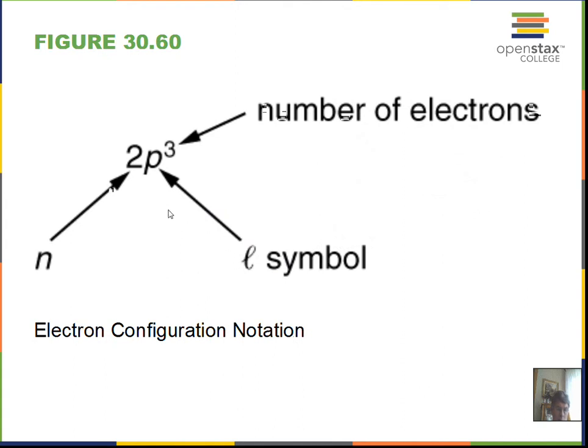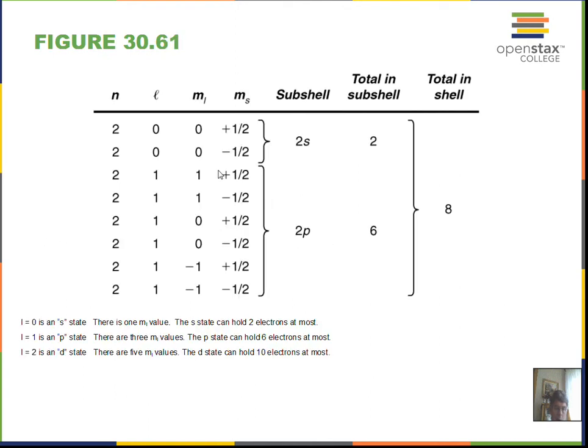Electron configuration notation. The number in front represents the n number. The L value gives us the letter. If L is 0, it's an S. If L is 1, it's a P. L of 2, it's a D. And then the superscript here informs us how many electrons are in this certain combination of n and L. So that's electron configuration notation.